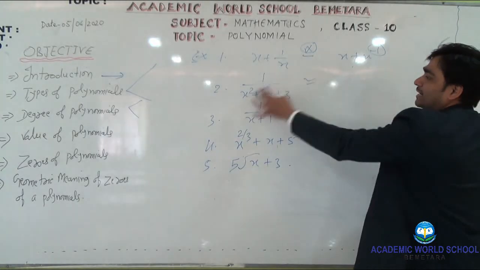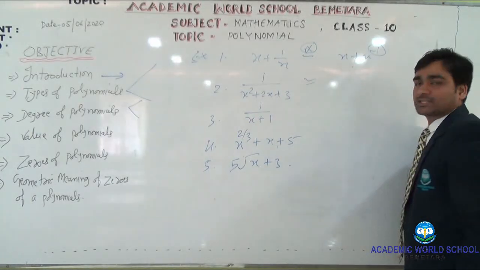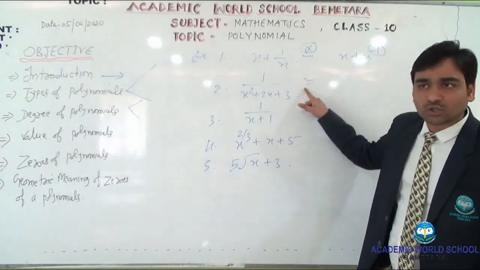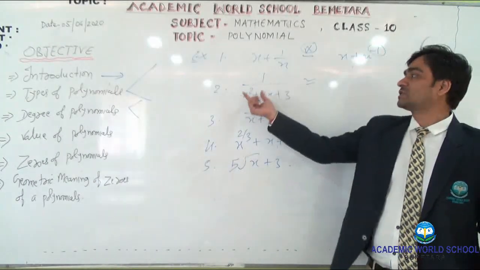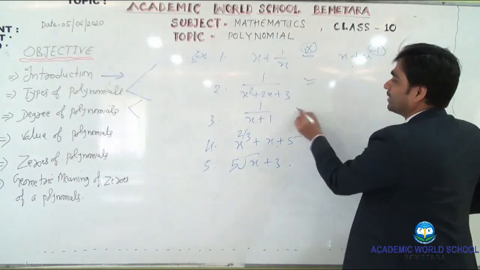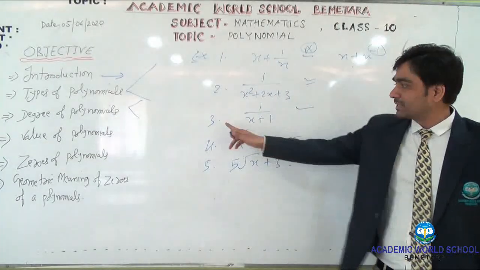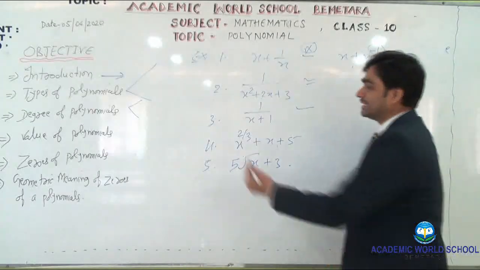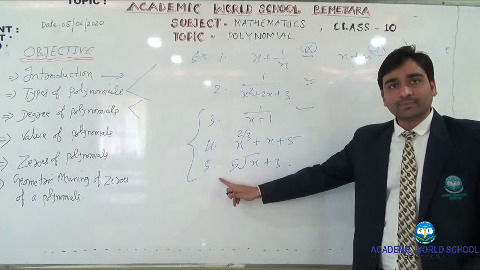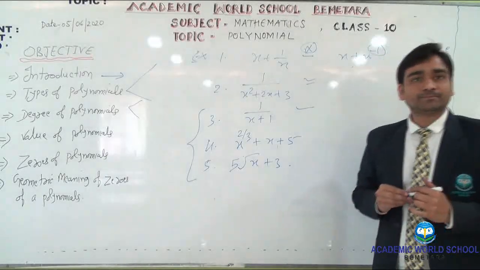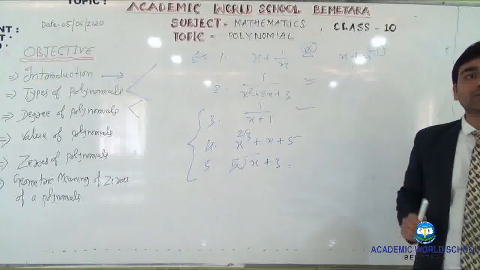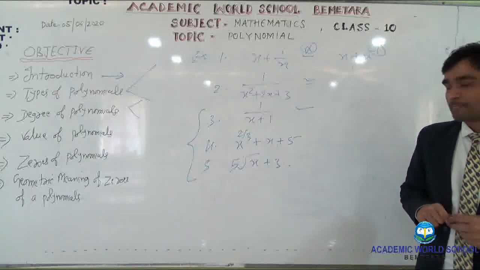Second, 1 upon x square plus 2x plus 3. Is this in the form of a polynomial? This is also not a polynomial, because everything is given in the denominator. Then what about examples 3, 4 and 5? You will solve these and tell me whether they are in the form of a polynomial or not.